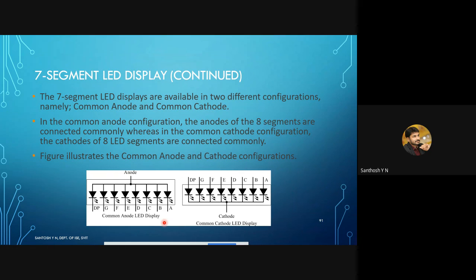Similarly, the next configuration is a common cathode. Here all the cathodes of the LEDs are shorted and connected already to the cathode terminal of the battery, I mean the negative terminal of the battery. Similarly, if you want to activate only G, F, E, then only the anodes of G, F, E can be connected to the positive terminal of the battery in order to activate them. So these are the two configurations, and based on the user requirement, the required LEDs can be turned on. So this is all about an LED as well as a 7-segment display.